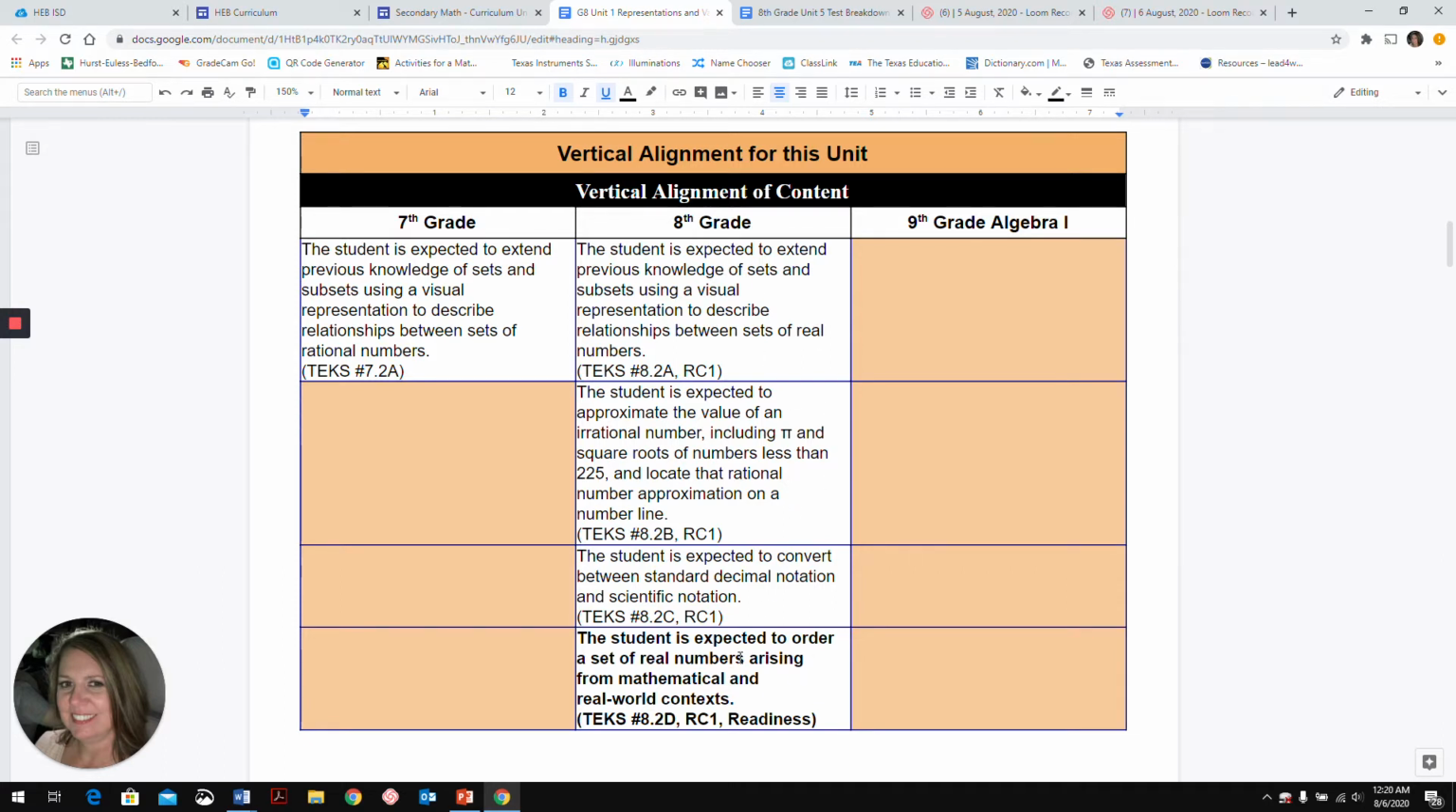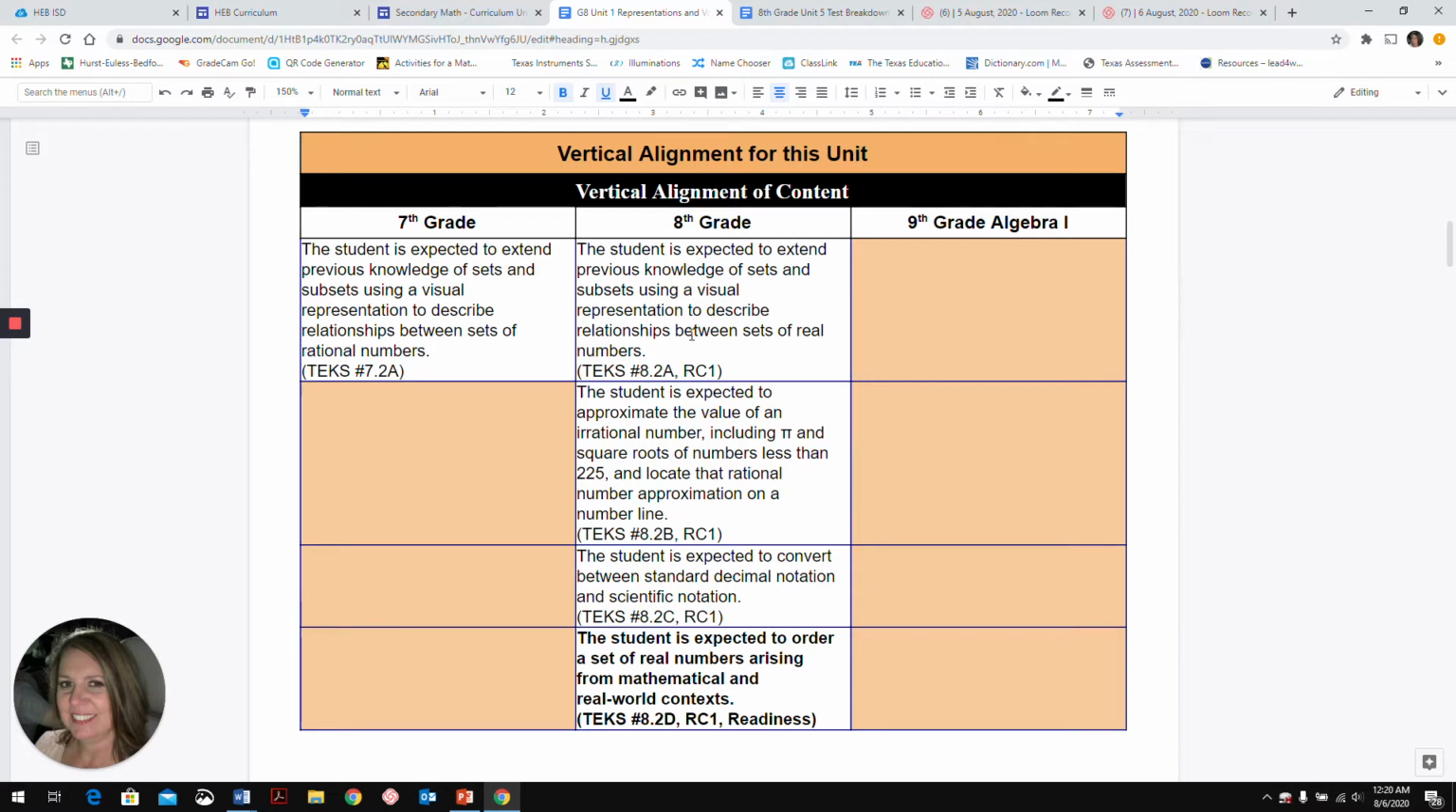It is helpful to know sometimes what our students have done before. For example, on this first TEKS, students are representing the sets and subsets of the real number system. Well, in 7th grade, they were representing sets and subsets of the rational numbers. So we realize here the only difference this year is the irrational numbers.